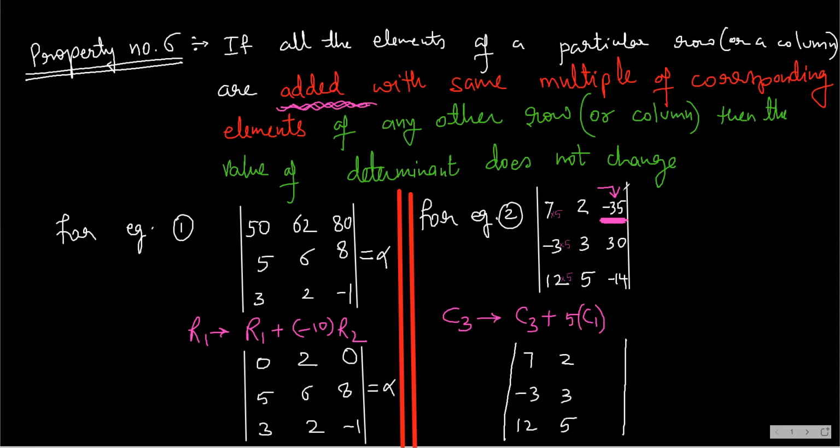But C3 will change. How? Multiply 5 to the elements of C1. So 5 times 7 is 35. Now add it, 0. Multiply 5 here, it will become minus 15. Add it, 30 plus minus 15 is plus 15. This will become 60, 12 fives are 60. And here you will get 46.